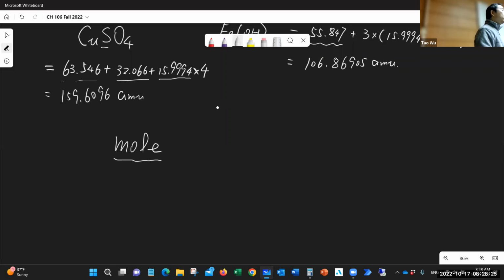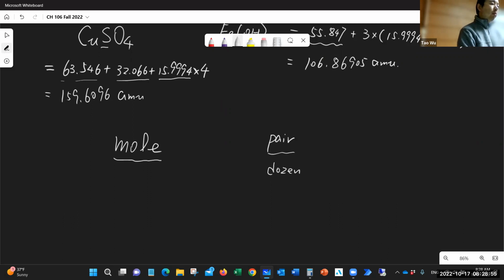Okay, the mole is a unit, but it is a unit for a certain number. It's a unit for a certain number. Okay, that is a mole. So what does that mean? Let me give you some similar concepts. Like when we talk about a pair, or a dozen.